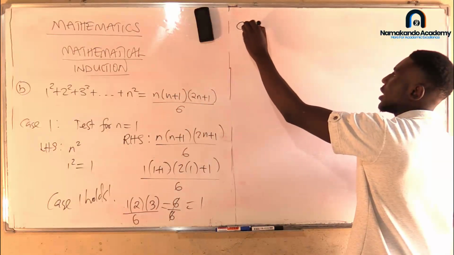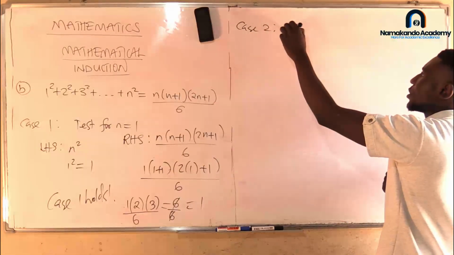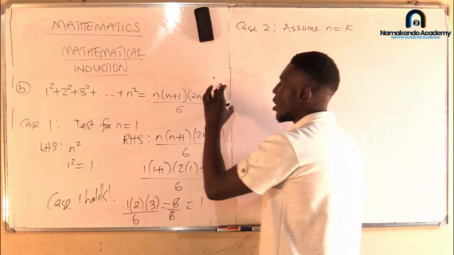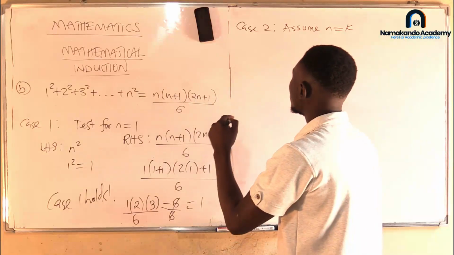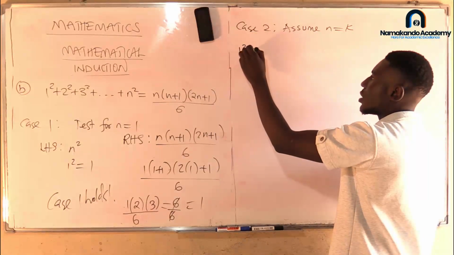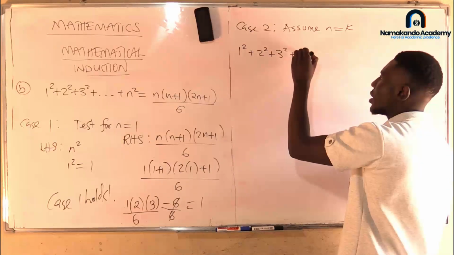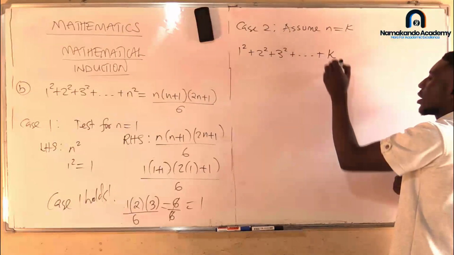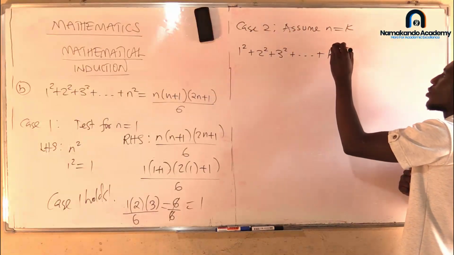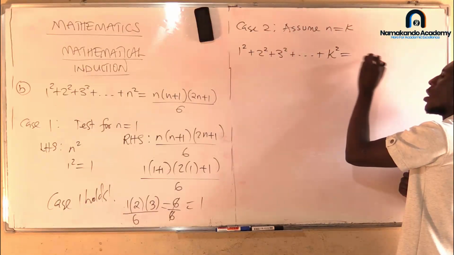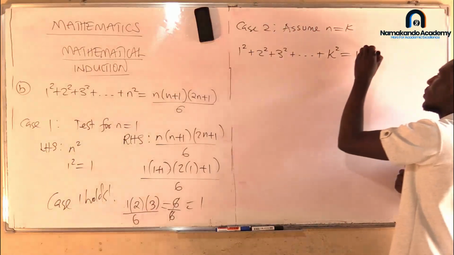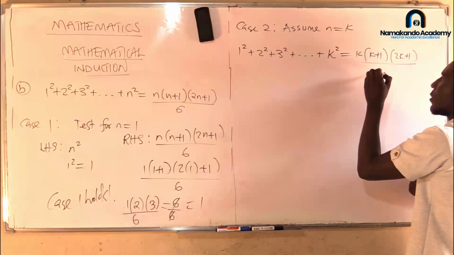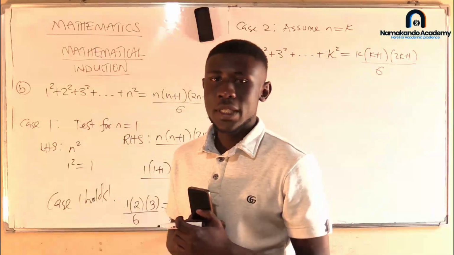Let's use the other part. Case 2. This one is an assumption. We assume that n is equals to k, since the first case holds. So meaning, from our mathematical statement, wherever there's n, we'll replace with k, both sides. So this gives us 1 squared plus 2 squared plus 3 squared plus, here we have n, and n is equals to k, so let us replace with k. Since our n is squared, even our k will also be squared. This is equals to k here where there's n. Then in parentheses we have k plus 1. And the last one is 2k plus 1. Everything divided by 6.